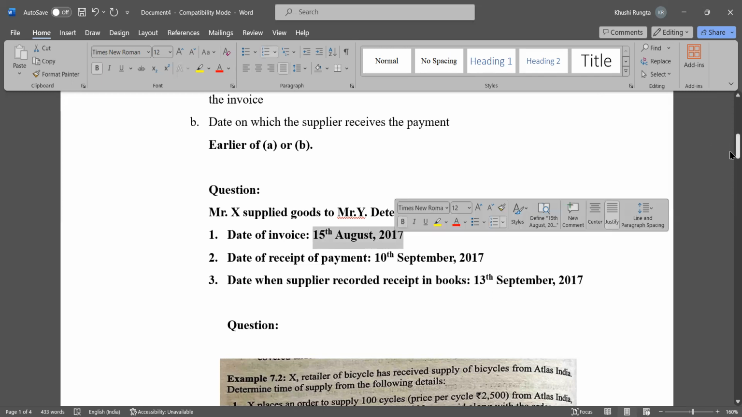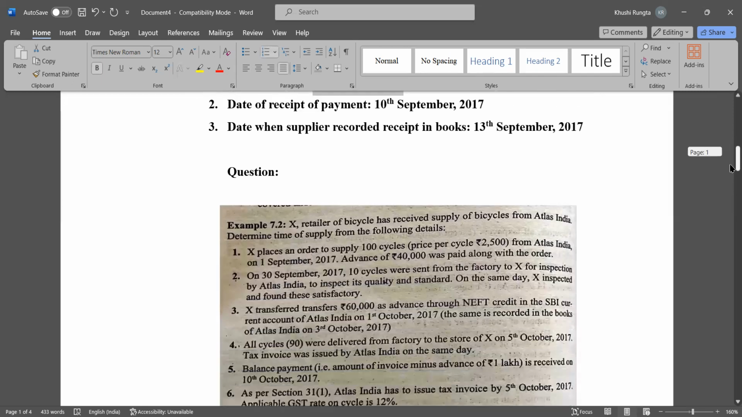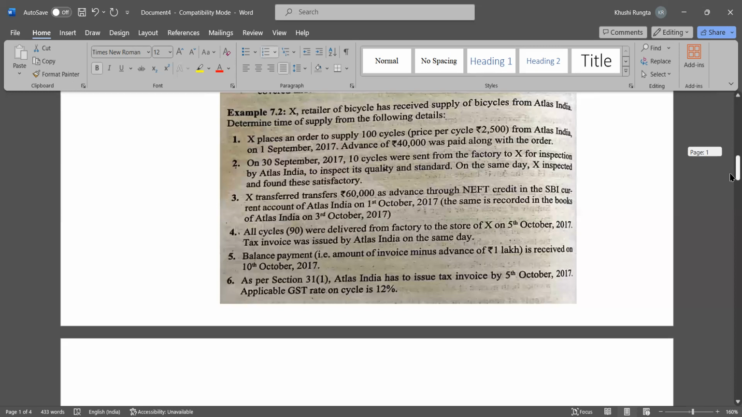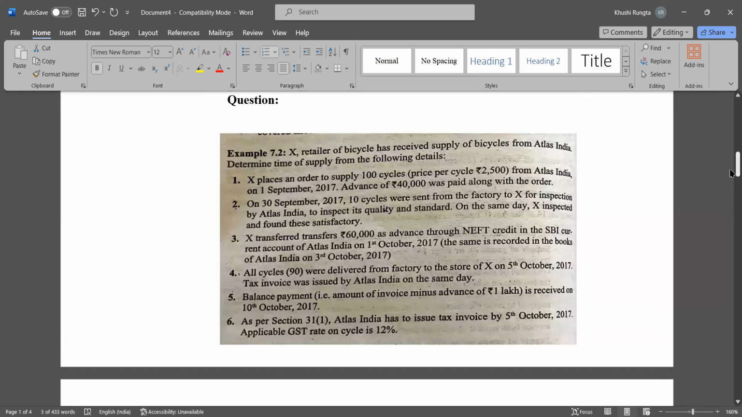Now, let's solve the next question. Now, the next question looks big, so some people might get confused. Some people really find it difficult. But the only key to solving big questions is to read the points carefully and note down each and every point as you read it. So now let's read.